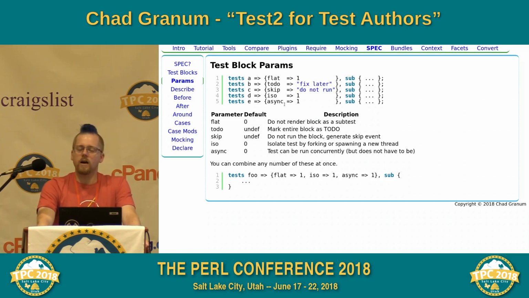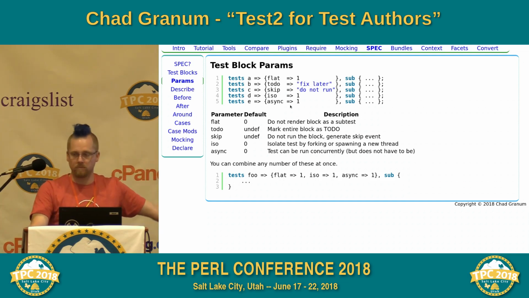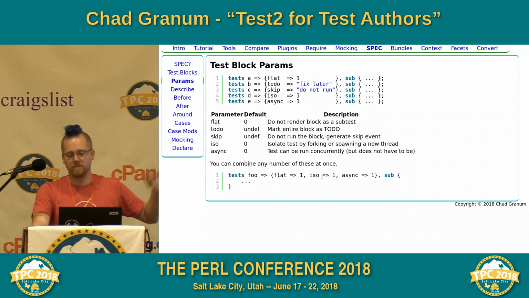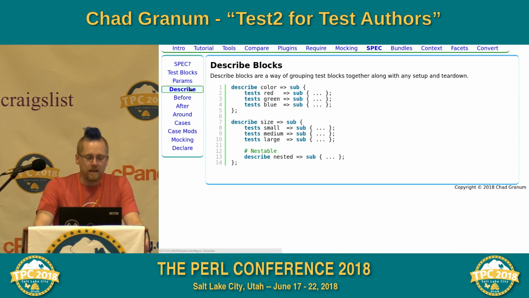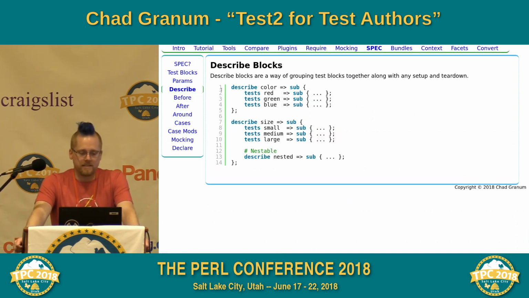Async is not quite the same. Async means this one can be run in parallel with others, so you could fork to run it, but you don't have to. And you can control how many concurrent tests you have running within the test itself. So if you mark 3 as async, they might all run concurrently. And you can combine any of these. You can put iso and async together. It's all handy.